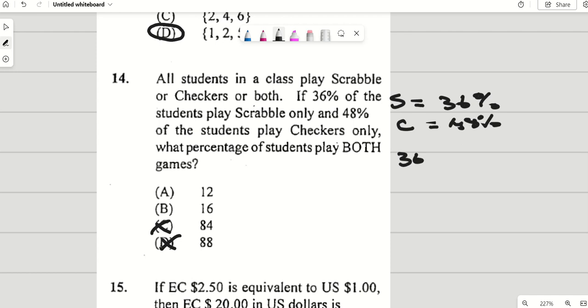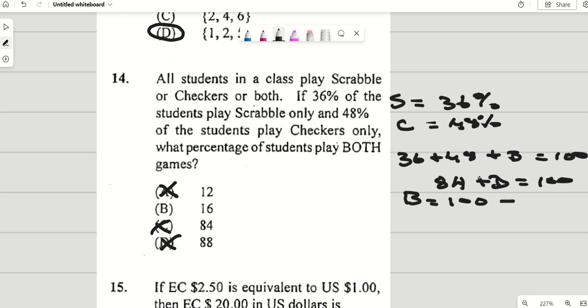So we are going to add 36 plus 48 plus, we're going to say B for both, is equal to 100. So 36 plus 48, 6 and 8, 9, 10, 11, 12, 13, 14. That is 84 plus both is equal to 100. As soon as you see this, guys, you know A is not your answer because we want 4 plus something to be 10. So B would be 100 minus 84, which is equal to 16. And that would be your answer. That is how I got B to be my answer.